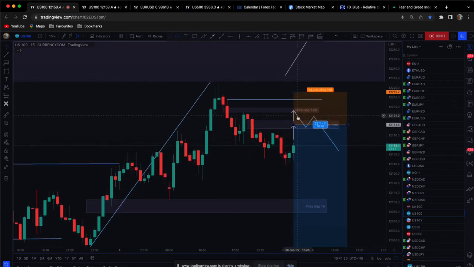But I'd want to see this set up. I want to see it trade into here, and then I want to see lower lows, lower high, and a trend start to form down through here.